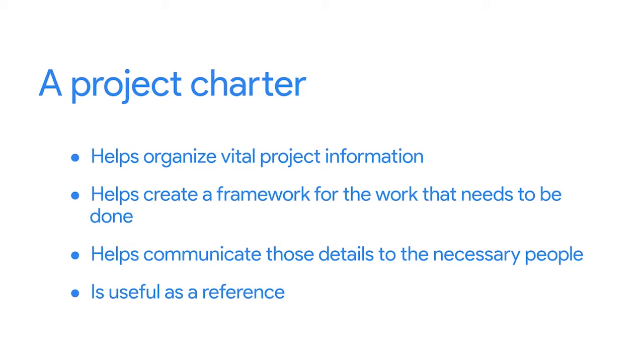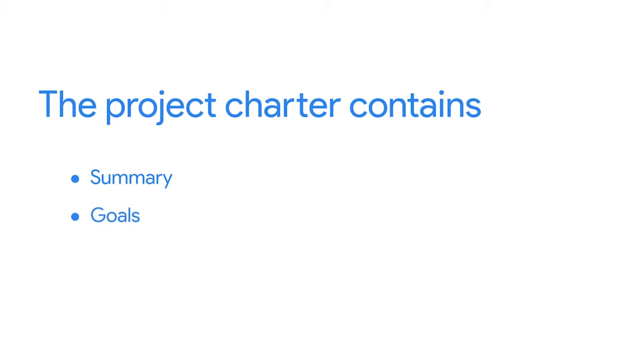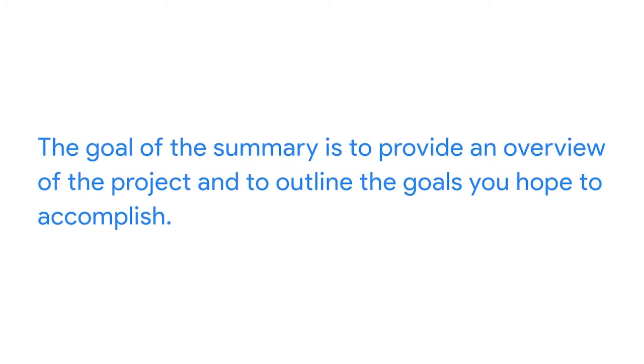It's also useful as a reference throughout the project's lifecycle, since it can help stakeholders realign on the project's scope, goals, and costs. The project charter contains key information about a project, like the summary, goals, and deliverables. The goal of the summary is to provide an overview of the project and to outline the goals you hope to accomplish. Summaries should be brief, just a few sentences at most, and to the point.